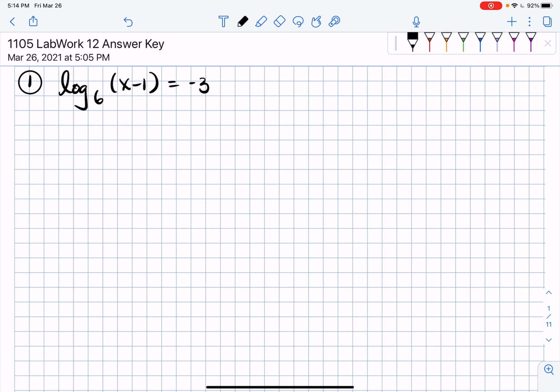All right. So, here it is. We are talking about LabWork 12 answer keys. So, the first one, we're presented with this. The best thing to do here, since there's really no other logs around and everything else, is actually to convert this to exponential form. So, the best way to do it is this.